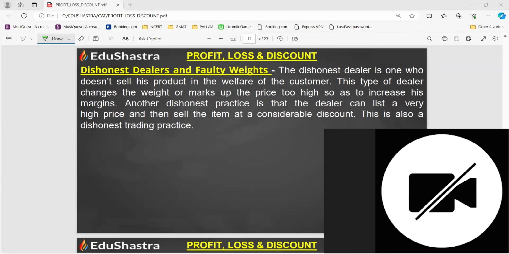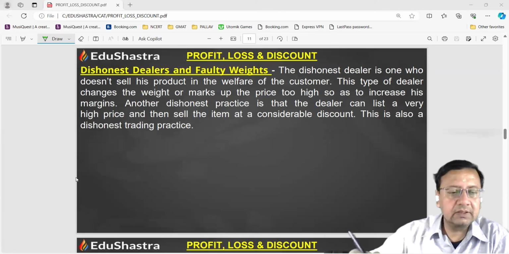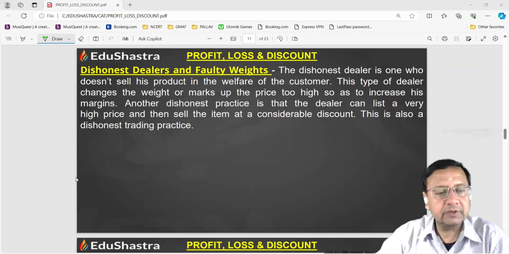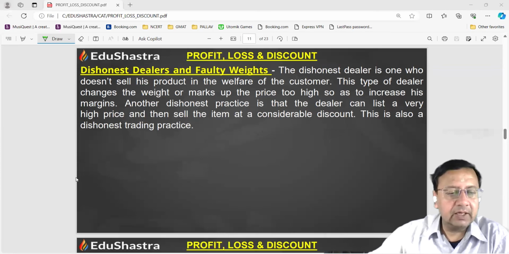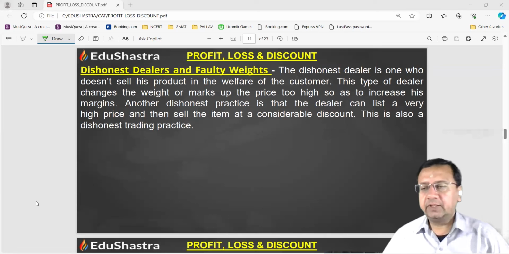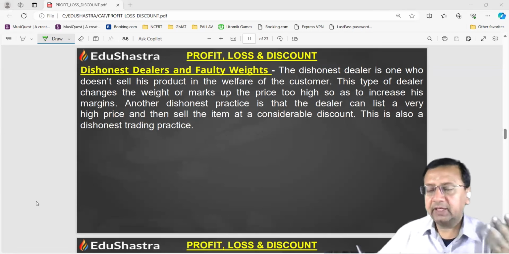10% loss. Okay, 10% loss. So one answer is 11.11% of profit, the other answer is 10% of loss. I am waiting for others to respond. See, when you practically do it, only then will you be able to identify it.